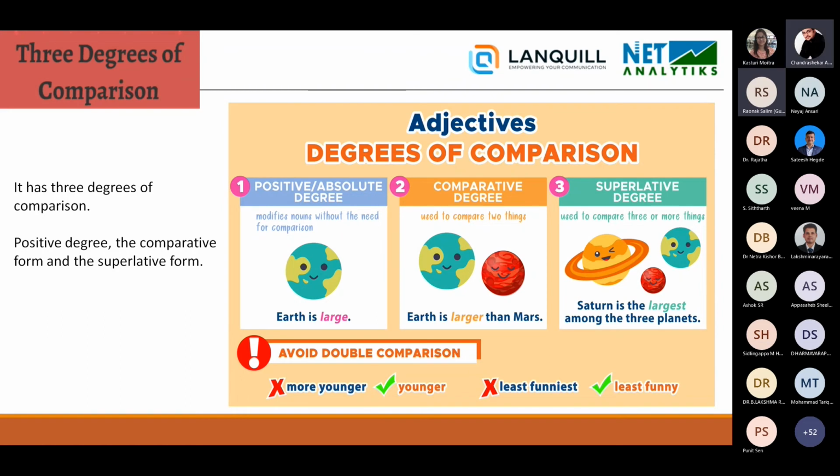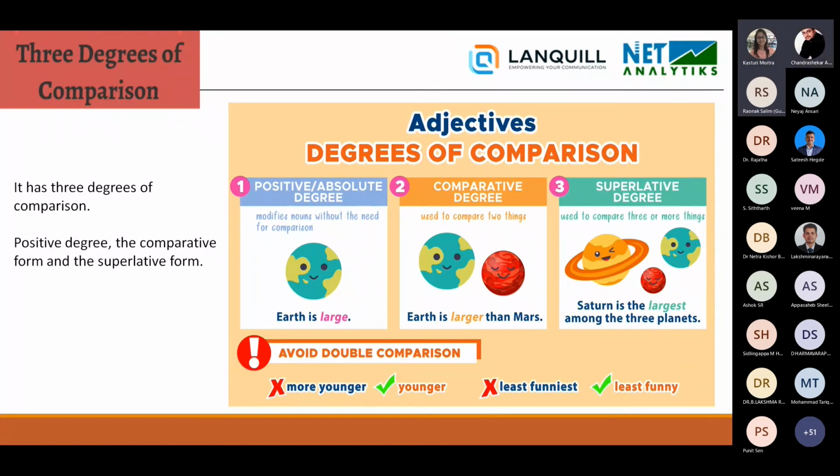Kasturi, is it possible to learn these rules through your platform? Of course. This is one of the problems where the majority of us face, where to use er and where to use more. We have it because all of them have access to Langquill. I can share my screen and show it to you.